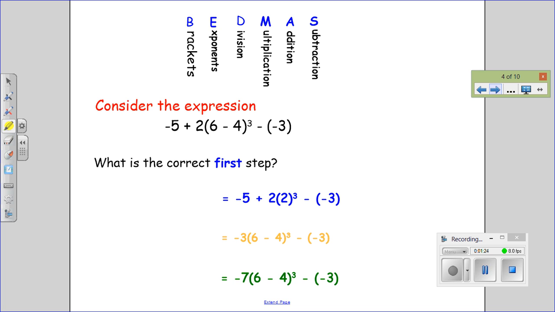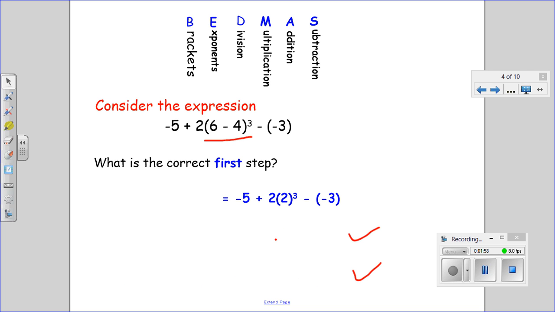I consider the expression -5 plus 2 with the bracket 6 minus 4 and bracket all cubed, subtract -3. The first thing we want to think about is what is the correct first step. If I look at the phrase BEDMAS, it tells me I should be doing the work inside the brackets first. So if I look at this yellow one down here, the bracket is still there, the work wasn't done. Same thing here with the green one. So we want to get rid of those two.